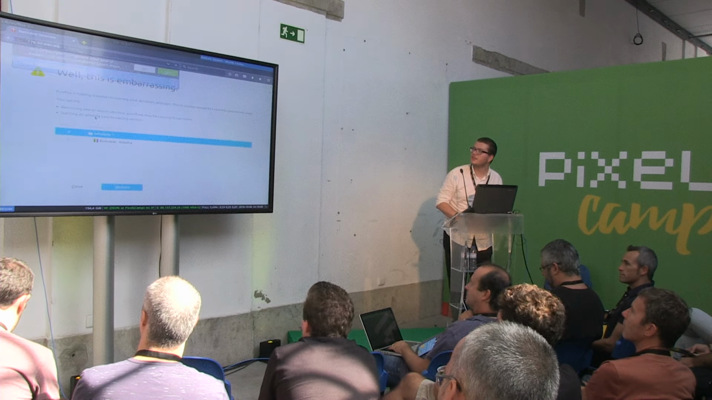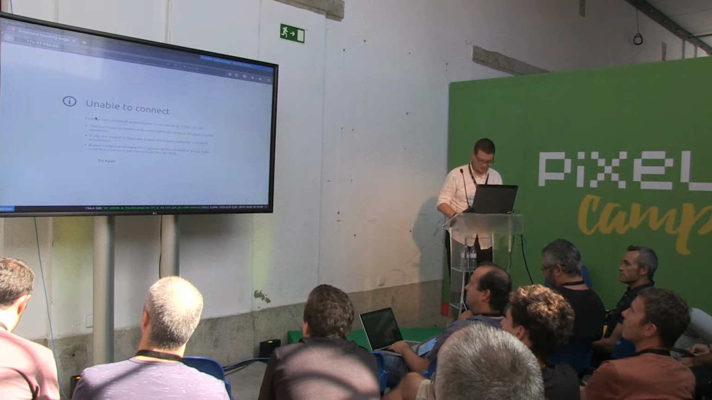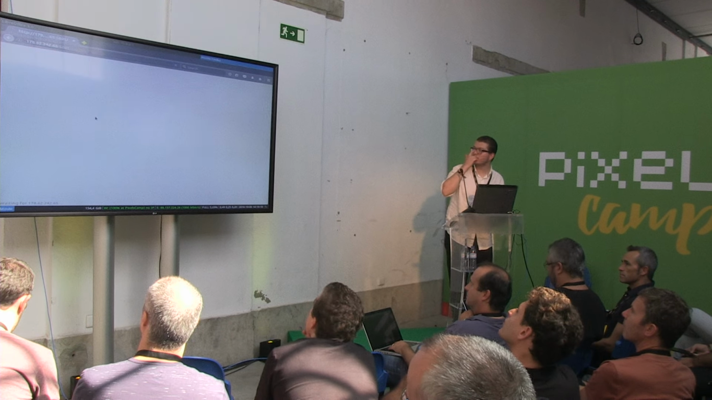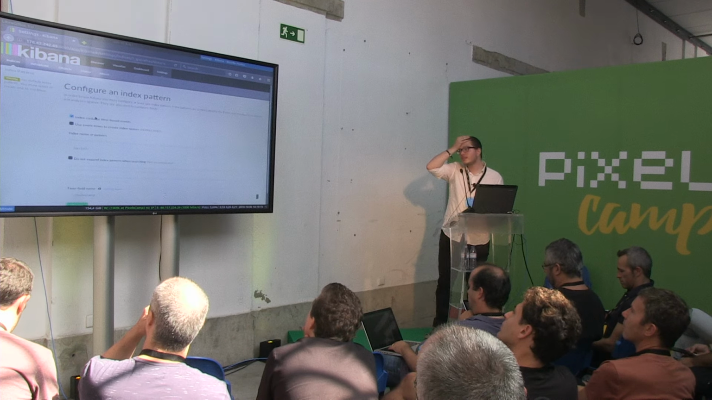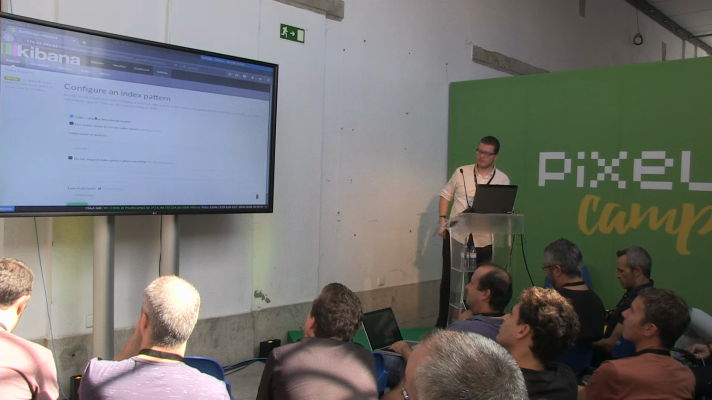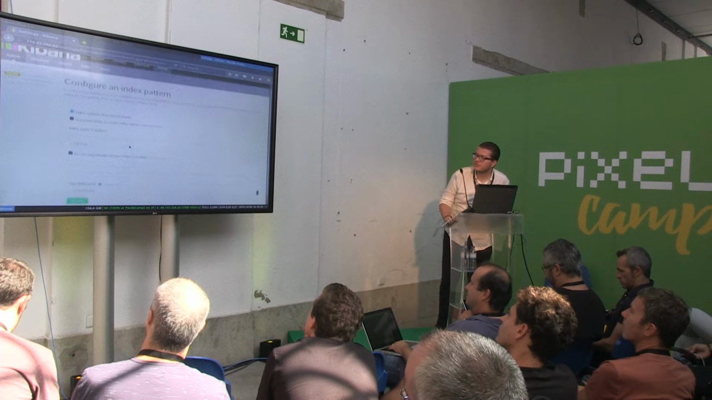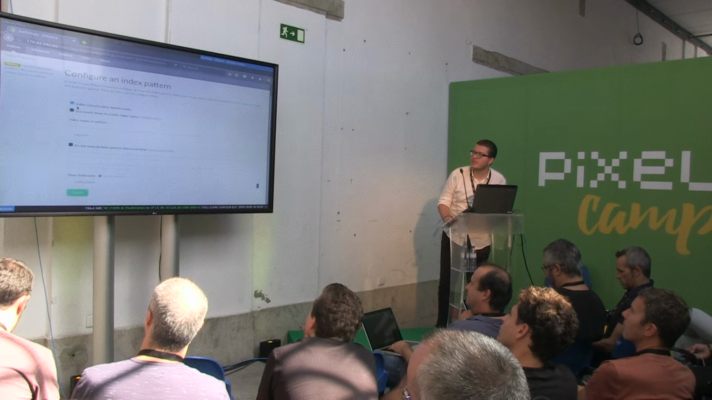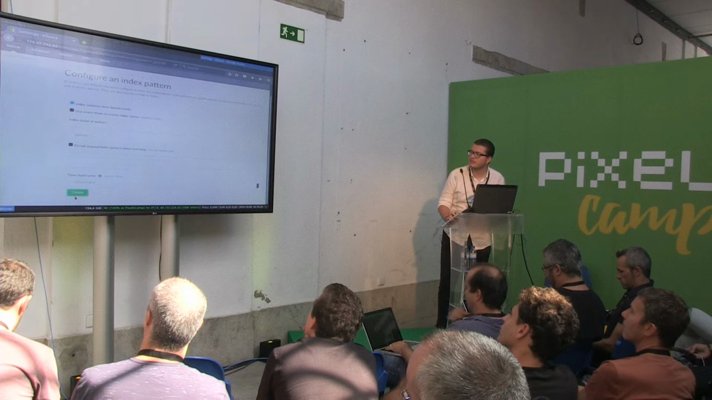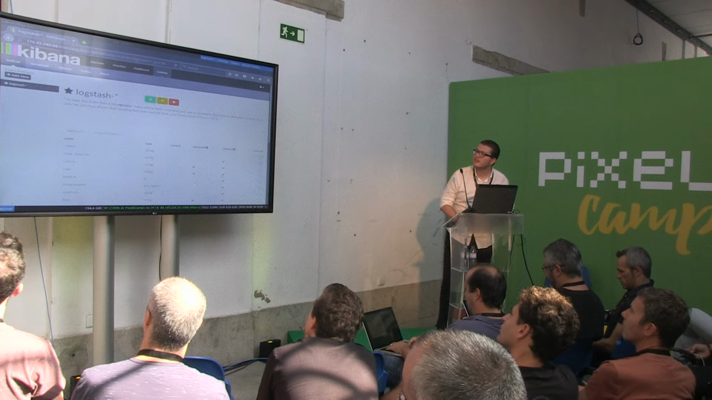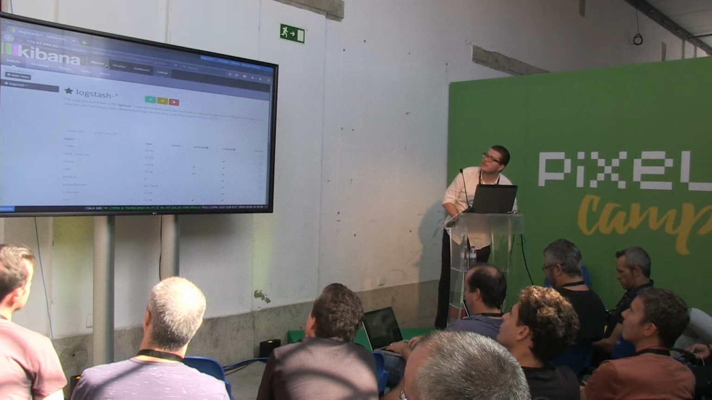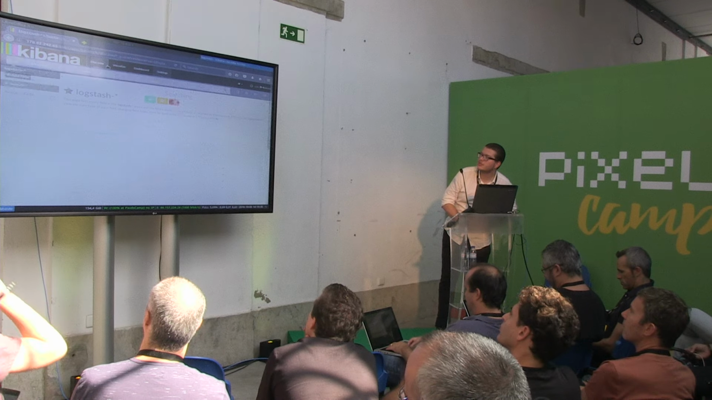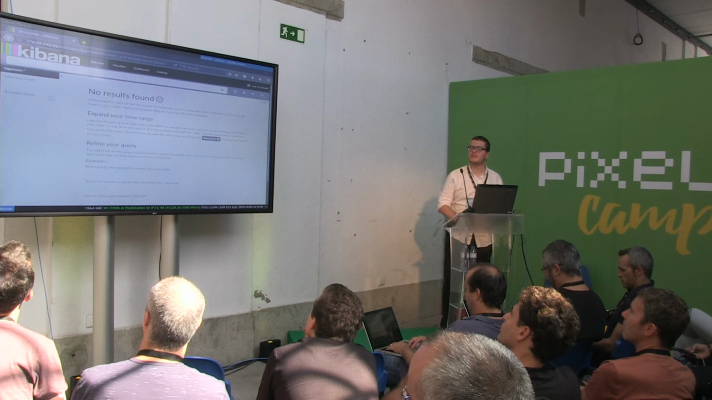Nice. So in here, I can just go to 5601. Yes. So in here, I have Kibana. So this is the ELK server, right? At first, you have to configure the index, and yeah, please. Yeah, it's here already. And then on the queries, I should see, yeah, no results found.